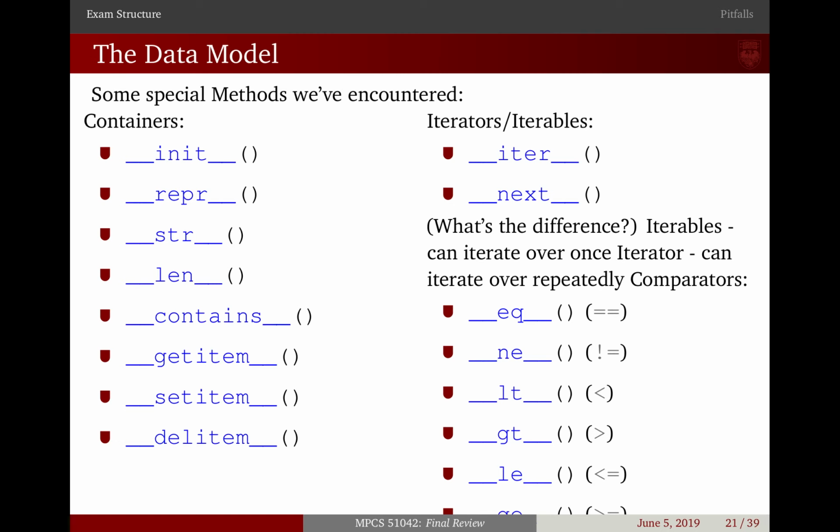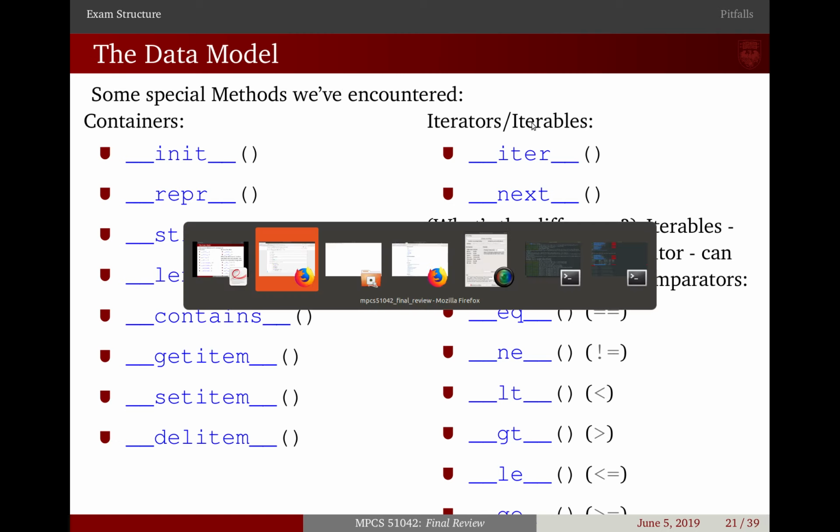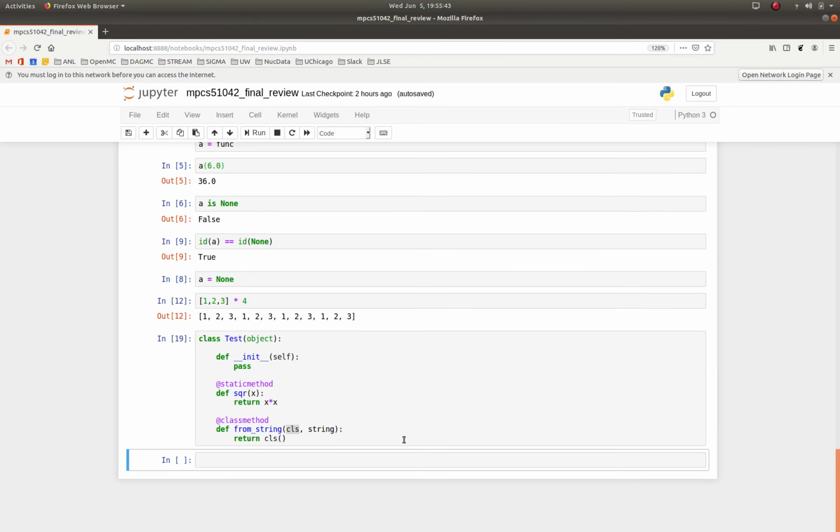Can you just give an example of each of them? Right. So an iterable would be a list or a string, something that you could iterate over many different times. An iterator would be something like this, I think.